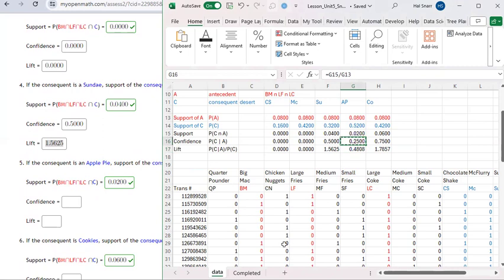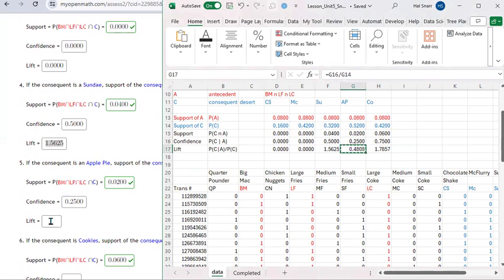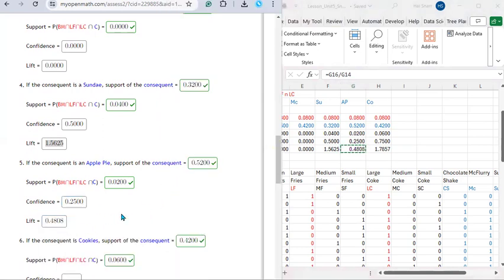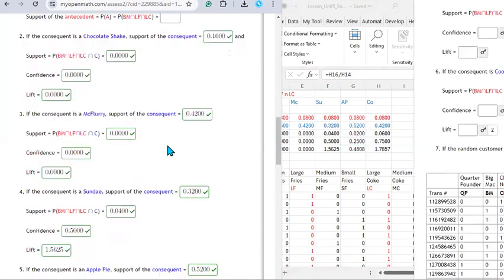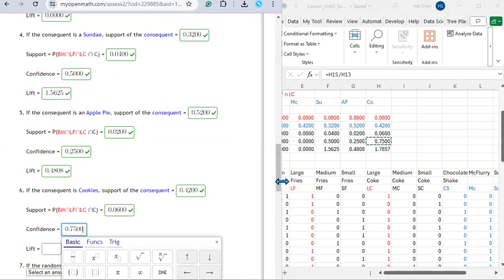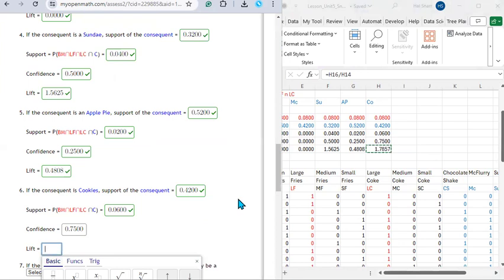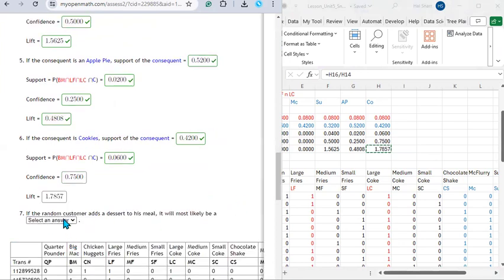What about the apple pie? The confidence is 0.25 for the apple pie and the Big Mac meal. The lift is less than 1. So what that means is when people go in to buy a Big Mac meal, they're not going in to buy an apple pie. For the cookies, the confidence is 0.7500 and the lift is 1.7857. If the random customer adds a dessert to his meal, it will most likely be what? Well, the cookies, because the lift is the highest.